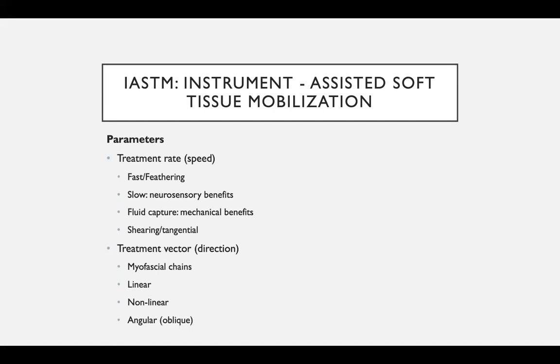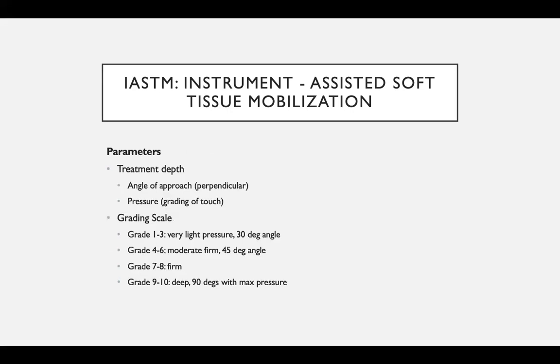There's fast and feathering, slow, which causes neurosensory benefits, fluid capture, which causes mechanical benefits, and then shearing and tangential. The treatment vector, which is the direction of the scraping, myofascial chains, linear, nonlinear, and angular or oblique. Other parameters are the depth of the treatment. We have angle of approach, which is perpendicular with the tool, and pressure, which is grading of touch with the tool.